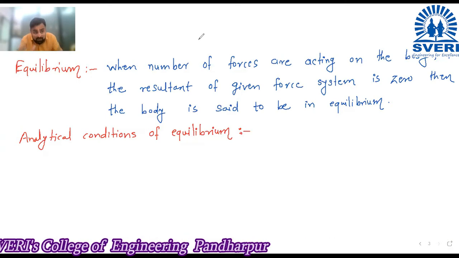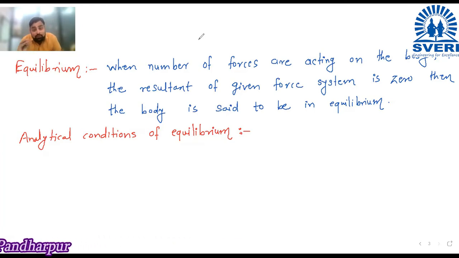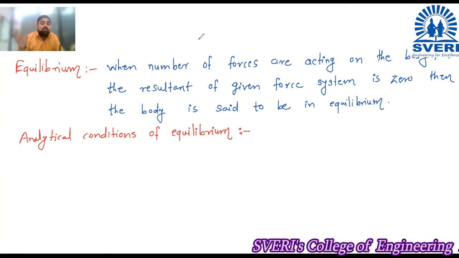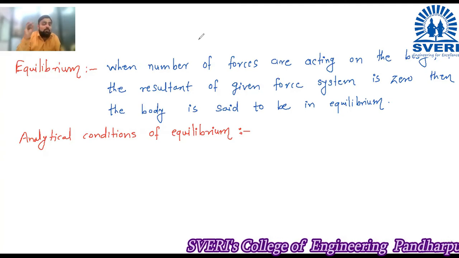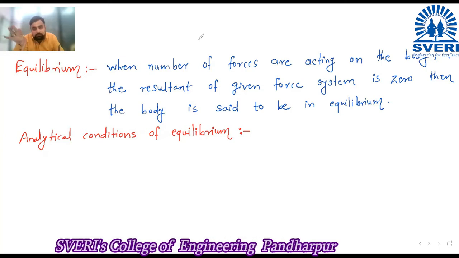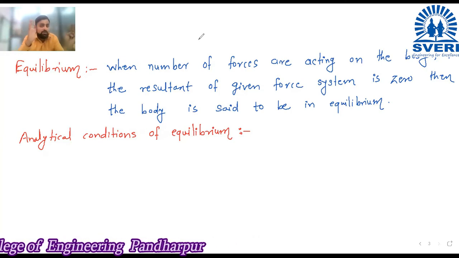Now here in this chapter, why are we taking summation M is equal to 0? Because it is one of the equations of equilibrium. And what is equilibrium? Equilibrium is when the resultant force acting on a body is 0. Then the body is said to be in equilibrium. So you should distinguish between these two.